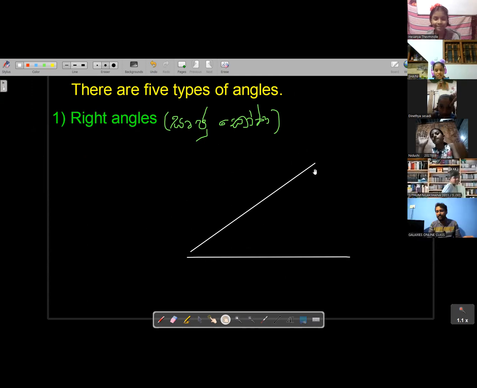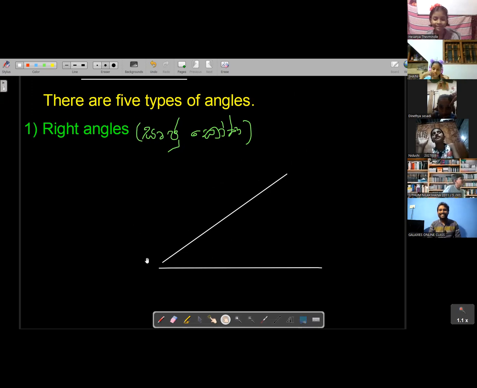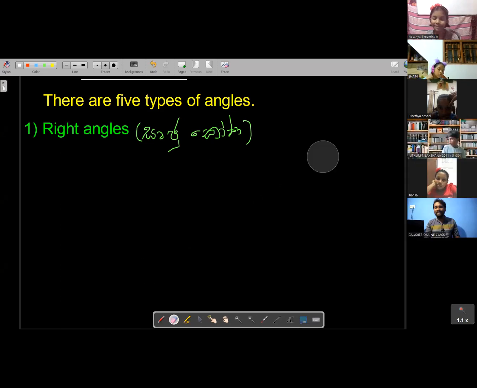Not meeting point, no? It hasn't the vertex. Okay. It is not the angle.